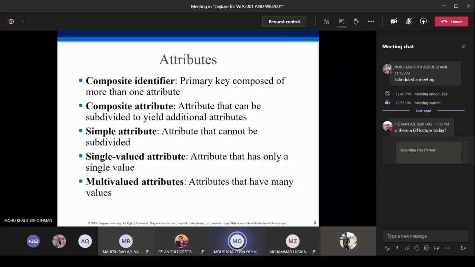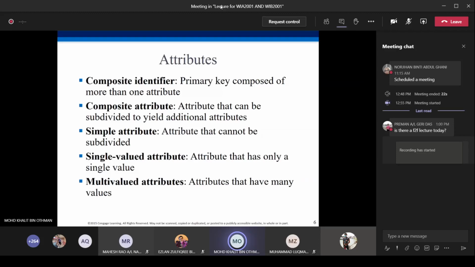Okay. And then for attributes, we have several types of attribute. First is a composite attribute. Composite attribute is an attribute that can be subdivided into additional attributes. For example, attribute address can be subdivided into several fields like street, city, state, and zip code. So composite address is an example of composite attribute for entity student.